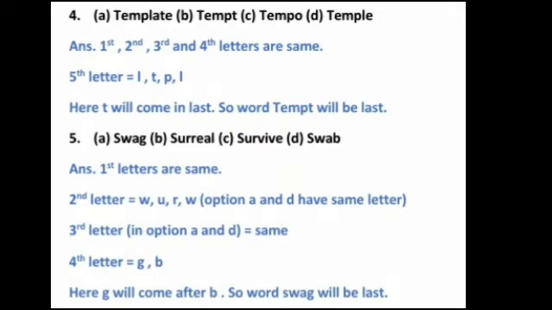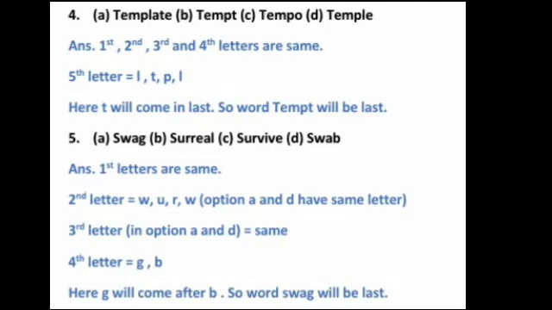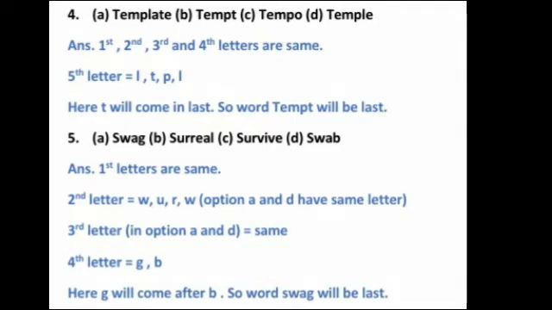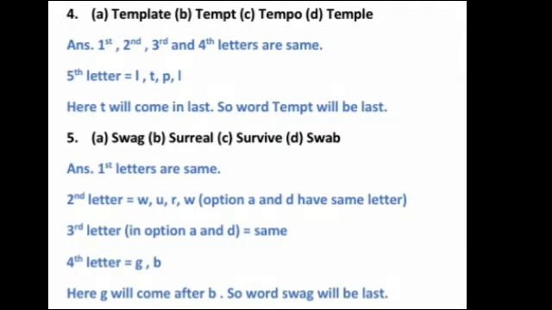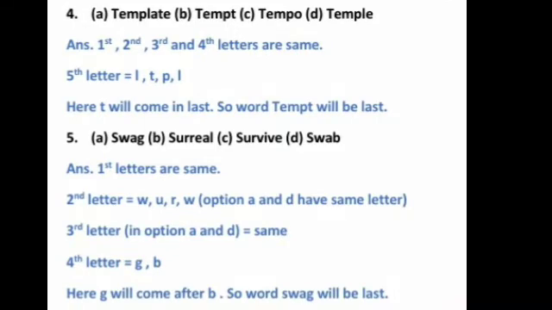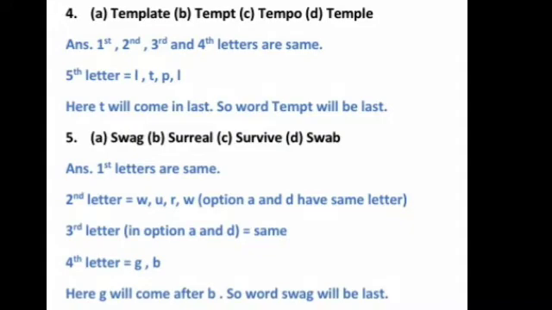So here the first letter is given T, second is E, and third letter is given M. After that, the fourth letter is also the same, P. Then the fifth letter is given L, T, O, then L. So according to the English alphabet, T will come last. So word tempt will be the last.